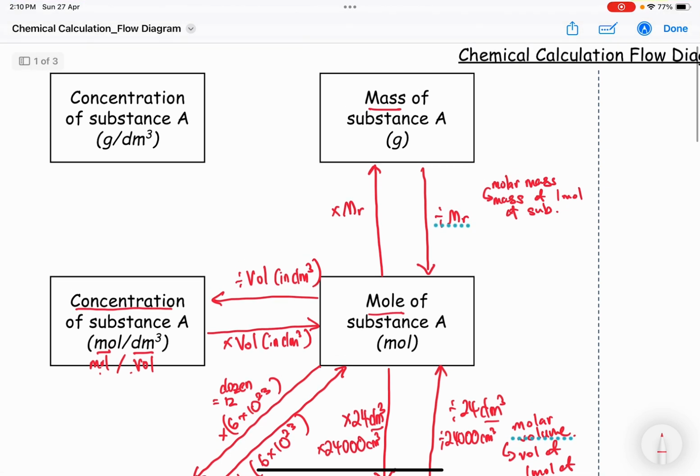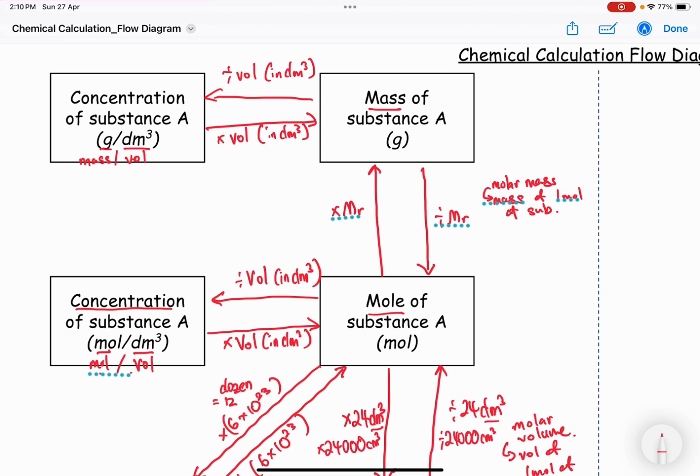Let's look at the top. I also have another way to look at concentration, which is gram per dm cube. Gram is actually mass, dm cube is actually volume. So concentration in grams per dm cube means mass divided by volume. Hence, to convert mass to concentration in grams per dm cube, I need to divide it by the volume in dm cube. But if I have the concentration, how do I get the mass? I need to reverse it and multiply by the volume, and this volume, remember, must be in dm cube.